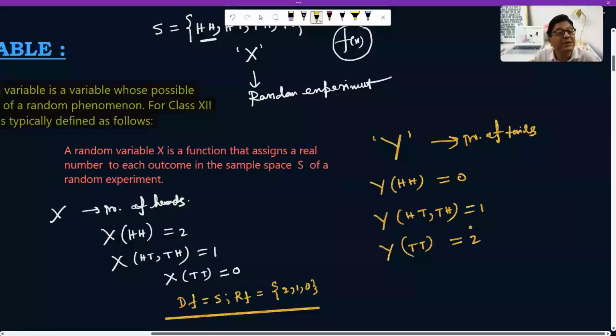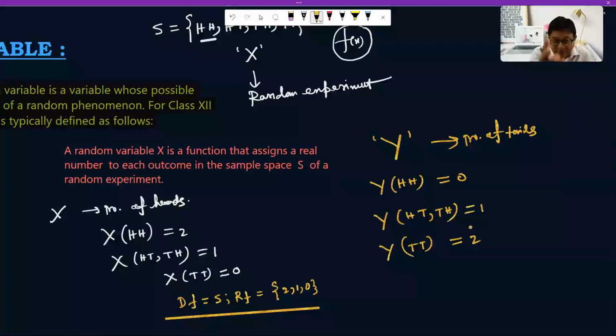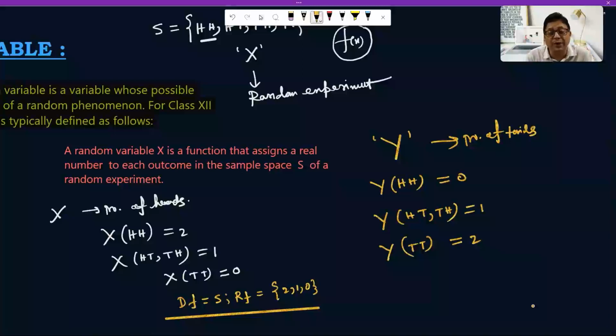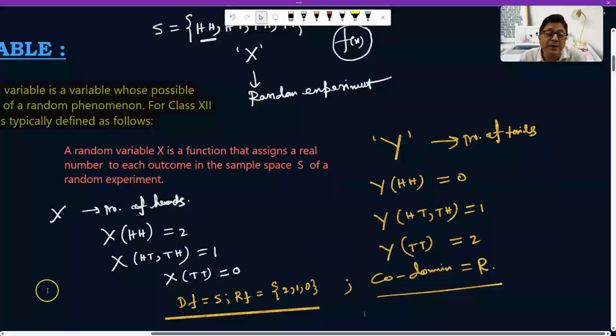What will be the codomain of this random variable as a function? I told you a random variable will associate a real number. The whole set of real numbers is going to be the codomain. So for this random variable, codomain is equal to R, the set of real numbers. The concept is clear. I hope all of you have understood.